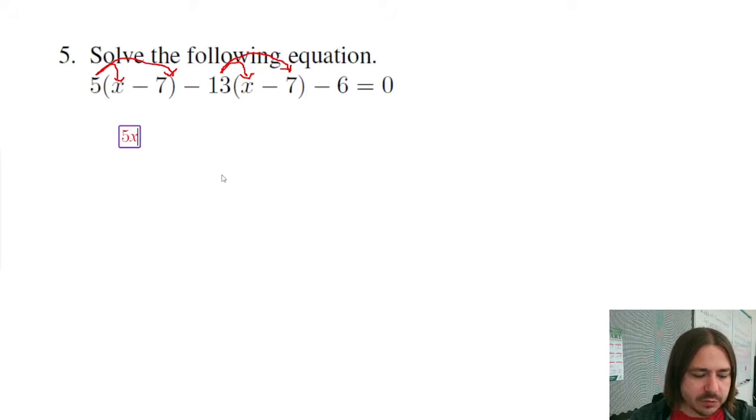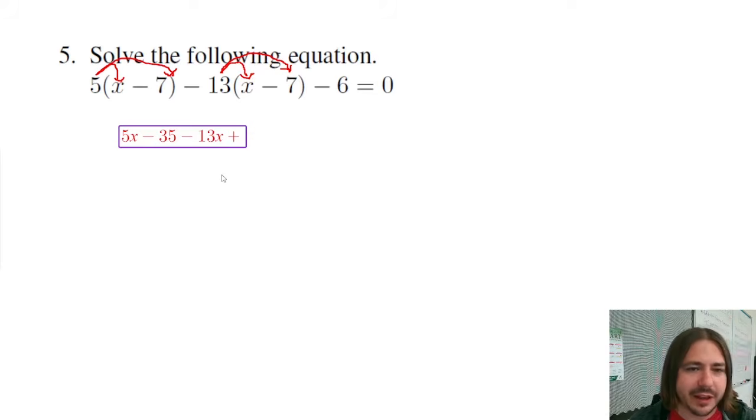Next, we're going to do the multiplication. We have 5 times x, which is 5x. 5 times negative 7, which is negative 35. Then we have minus 13, or negative 13 times x. And then negative 13 times negative 7, which is 91.